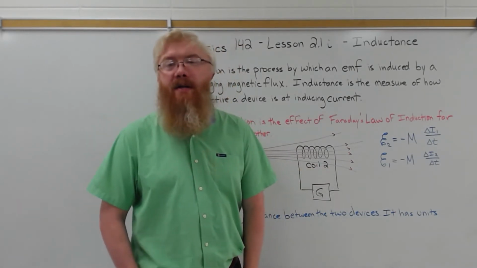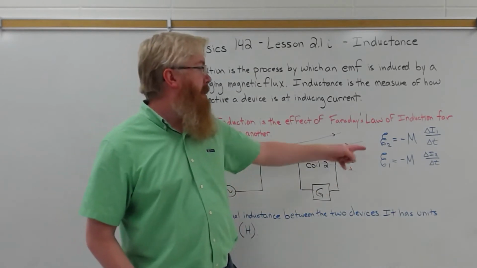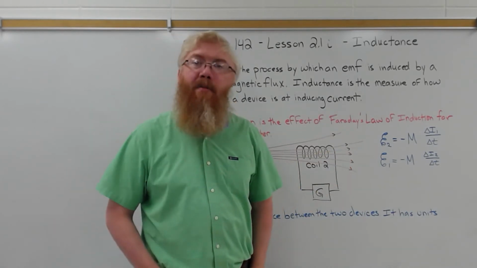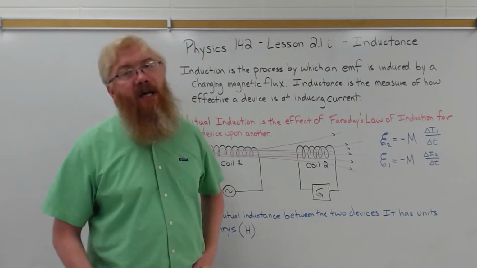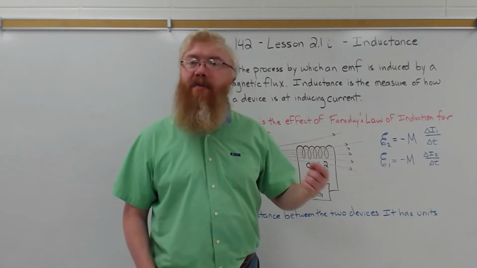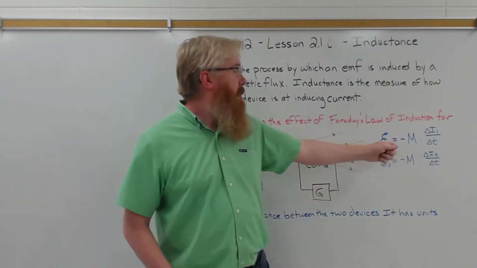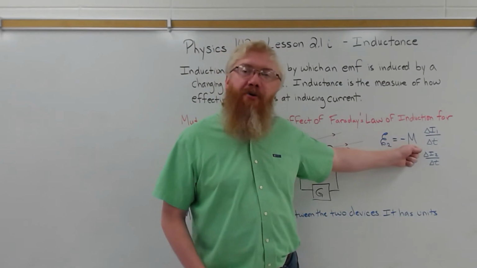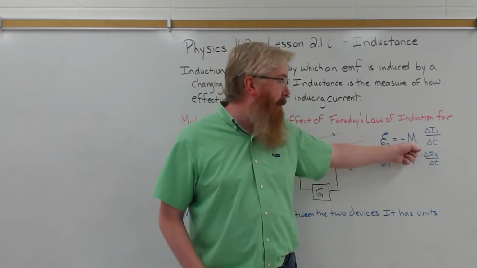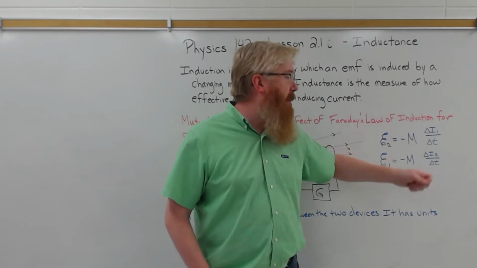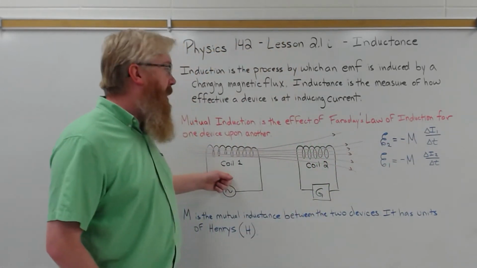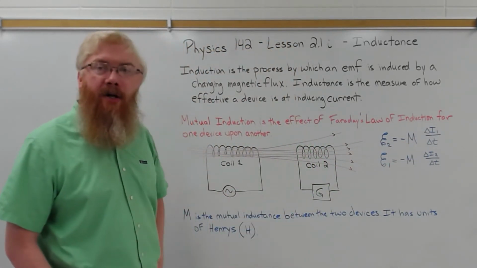So if the current is increasing, then the EMF is established to try to prevent that from happening. If the current is decreasing, an EMF is established to try to prevent that from happening. So it's minus what's called a mutual induction value, M, times the change in current from loop 1 with time. How quickly is the current changing with time?